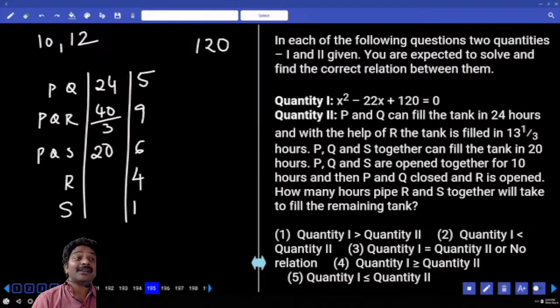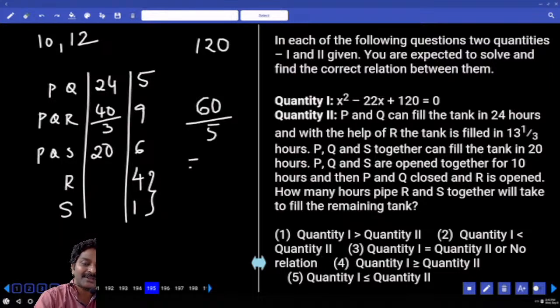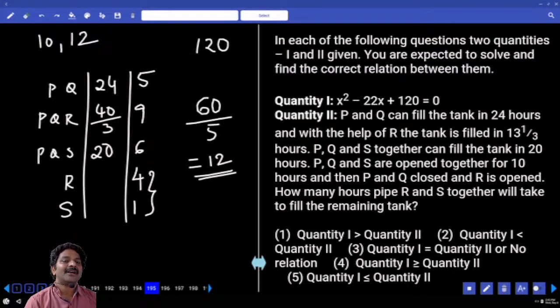Out of total work, how much work is done, you said? This is the total work. Out of that, half is over, then the remaining half is 60. This must be done by R and S, right? Both do 5. How much is this? 12. Q2 is equal to 12. Q1 is 10, Q2 is 12. Tell me the answer. Q1 is less than or equal to Q2.